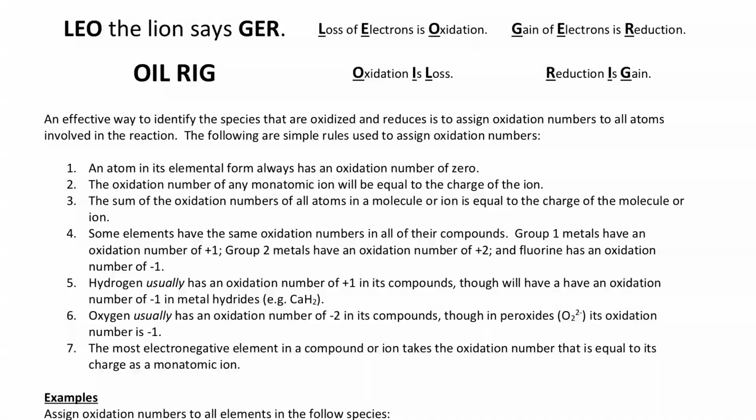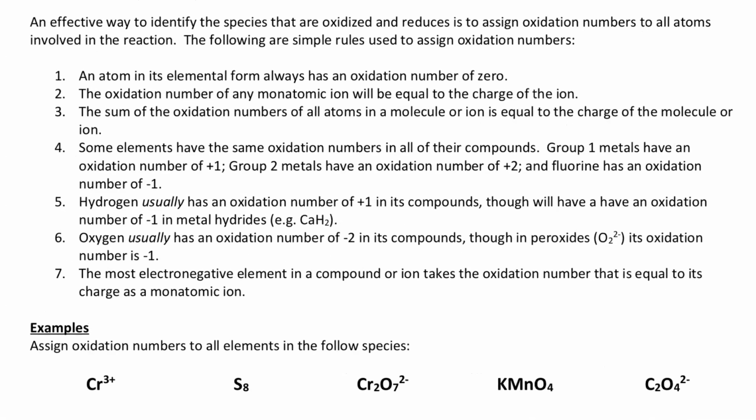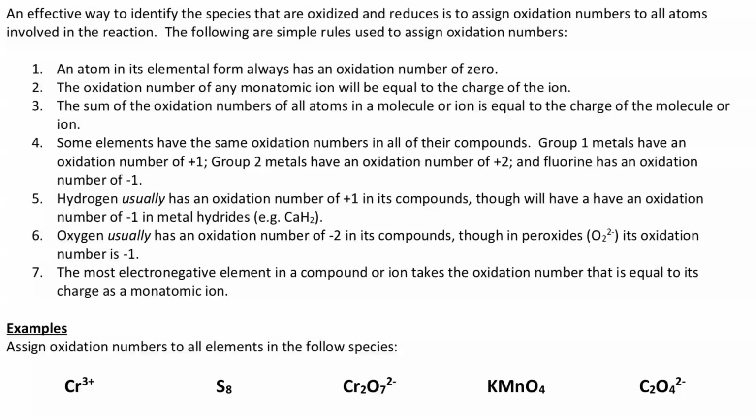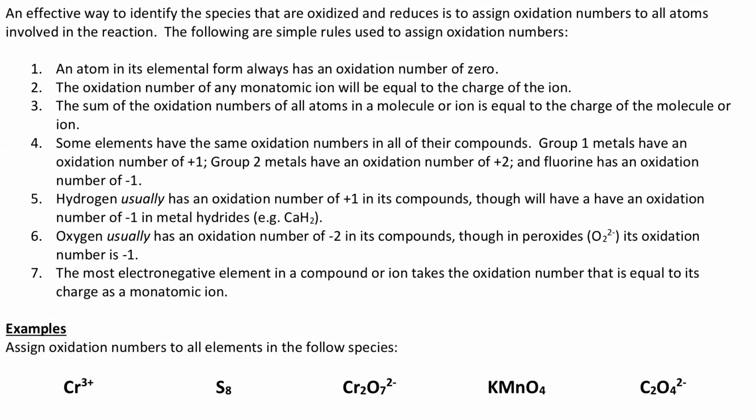But some general rules for assigning oxidation numbers. Anything in its elemental form has an oxidation number of 0. Doesn't matter if it's a lone element, if it's a diatomic, if it's something that's got multiple atoms bonded together. Okay? If it's an elemental form, it's 0. Monatomic ions, oxidation number is the charge of the ion.